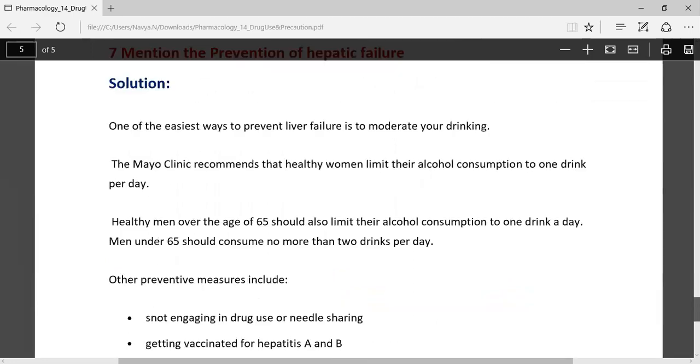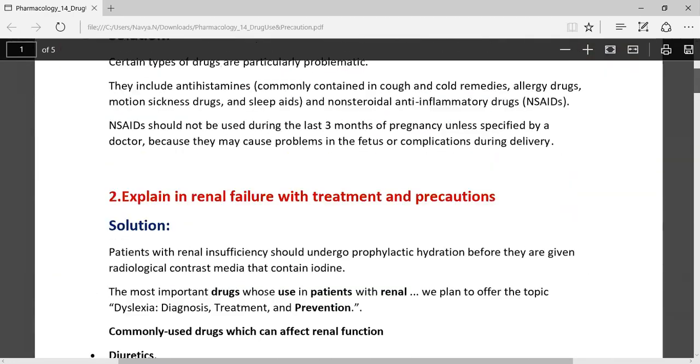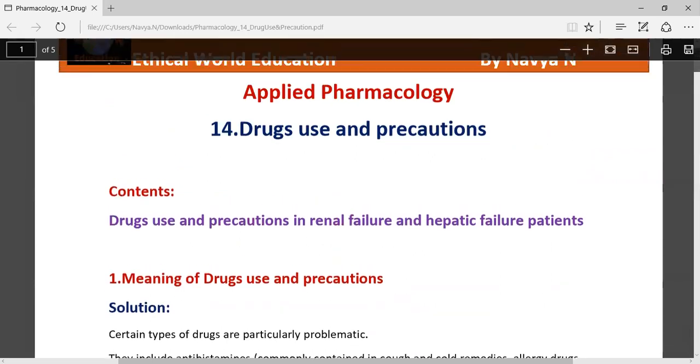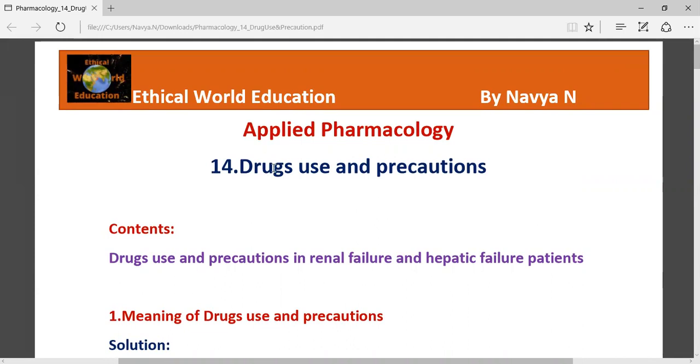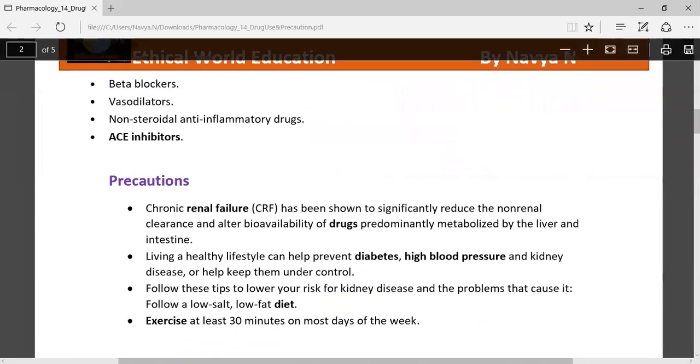So that completes the 14th chapter. Once again, I'll just brief you from the beginning. Under this chapter, we discussed the drug usage and the precautions. These precautions are for when the patient is suffering from renal failure or hepatic failure; only those patients have to use some precautions to get rid of renal failure, and we also discussed the drug usage for renal failure.